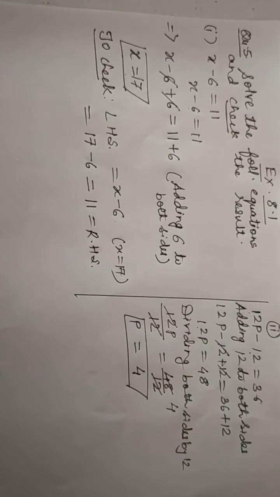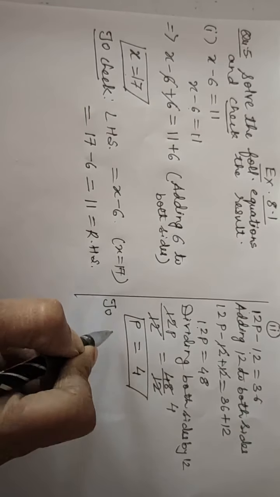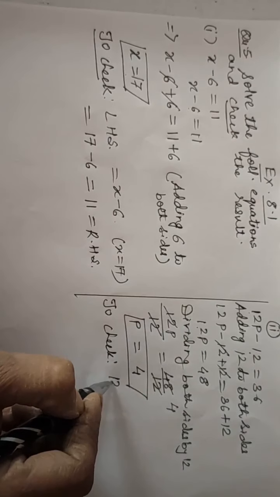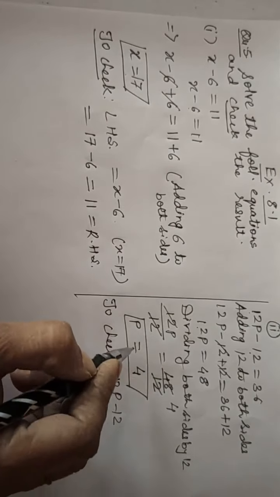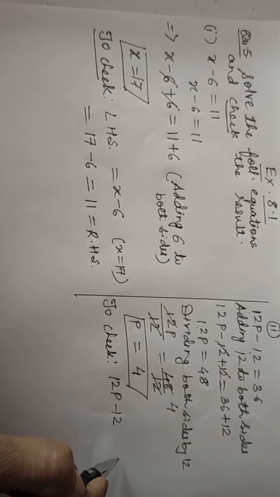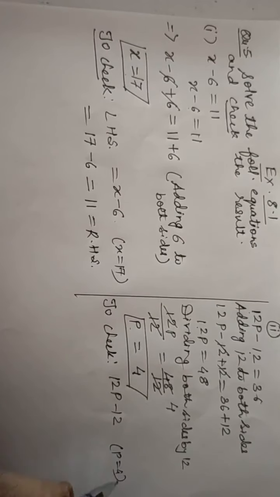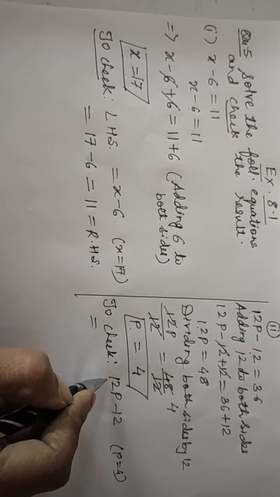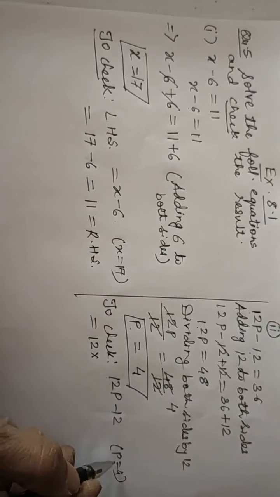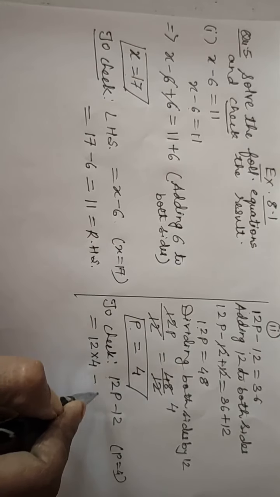Now you have to check it. Okay, so let's check it. To check, what do you have to do? Whatever your left hand side is, that you will write, and here p equals 4 you have to put. Okay, so let me write here p equals 4. So this 12 is already there. You will write, what is the sign here? Multiplication. p equals what? You have to put 4, minus 12.